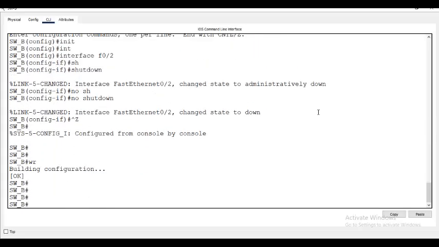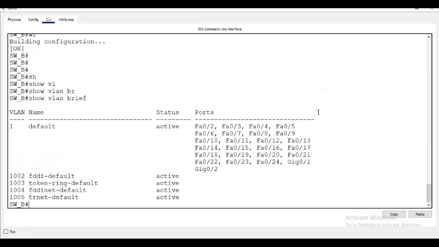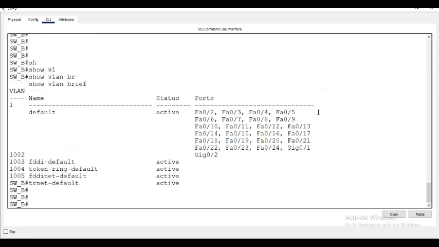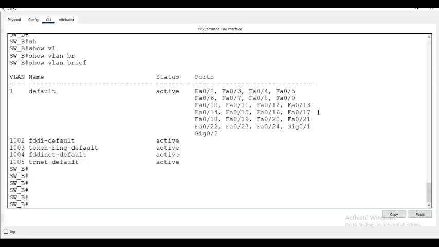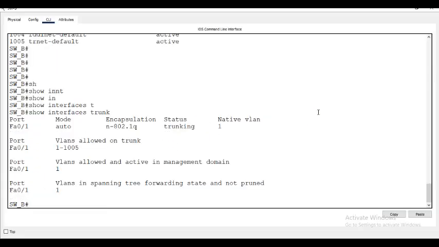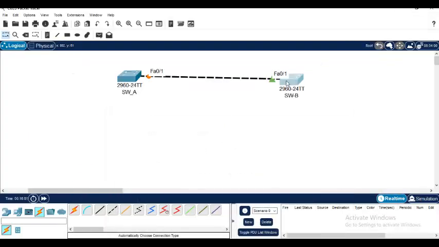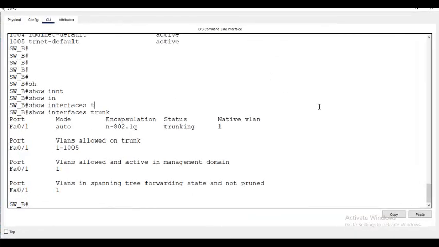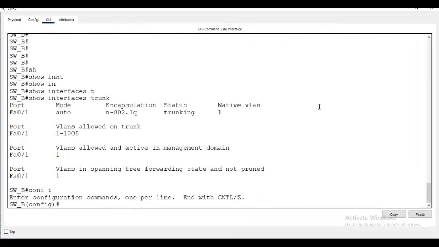How come I shut down the port? This is a simulator. It has got some limits. Oh, I was shutting down a wrong port. Shut down. Now it should work. Show VLAN brief. You should see that. Sorry, wait some time then.